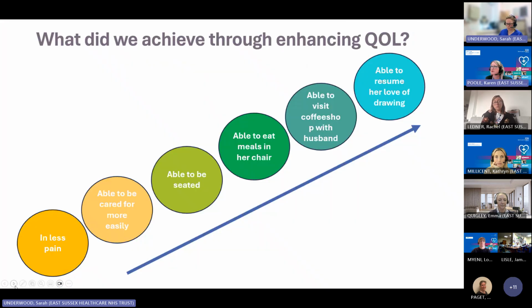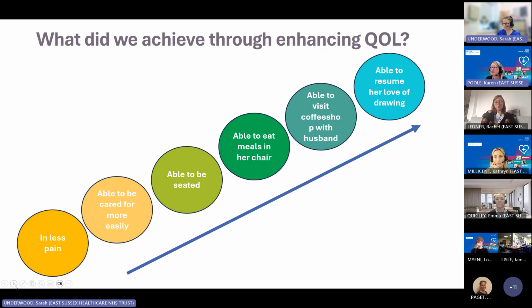So again, what did we achieve? Thinking back at what we started with, she was in less pain, she was able to be cared for. Initially on the ward, she needed 2 to 3 people for all care. She was able to participate in rolling, participate in her care. She needed care of 1 in the bed, and then care of more to be able to get her out of the bed. She was able to be seated.